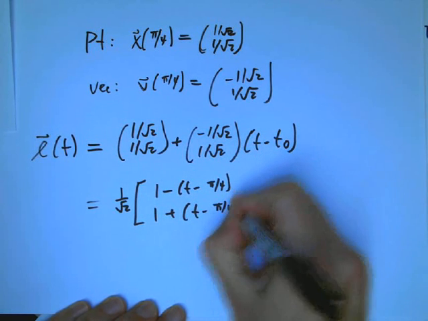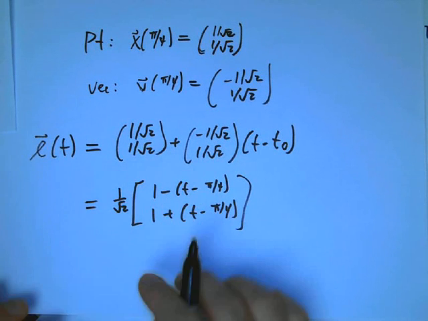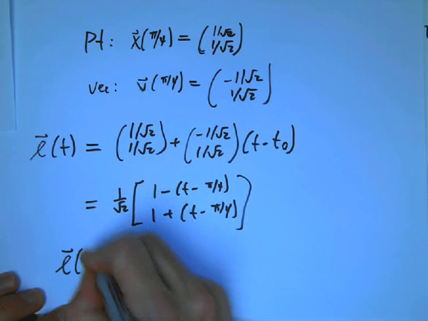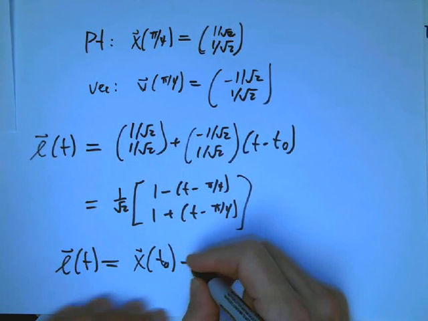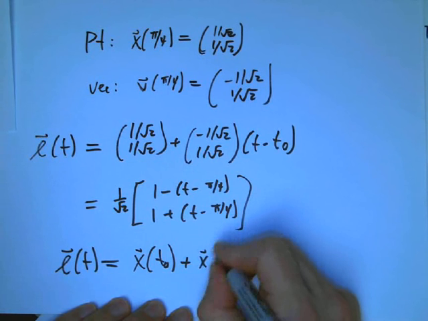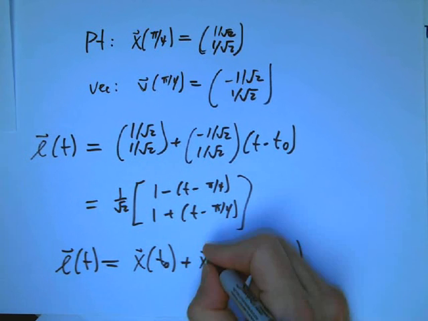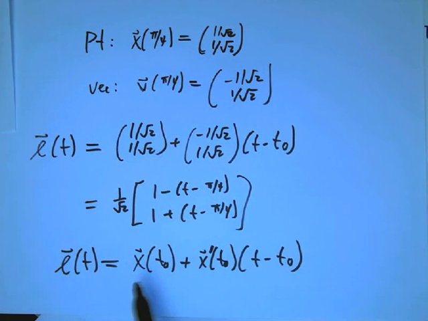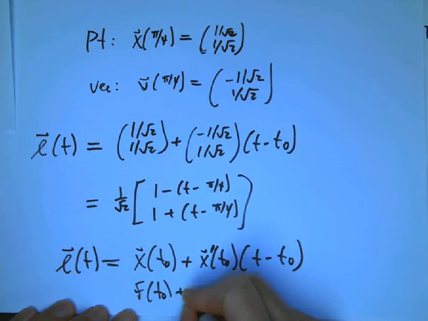So in general, L of t is going to be x of t naught plus x prime of t naught times t minus t naught. There's a prime there, that's very important. This should look pretty familiar. This is just like f of t naught plus f prime of t naught, t minus t naught.